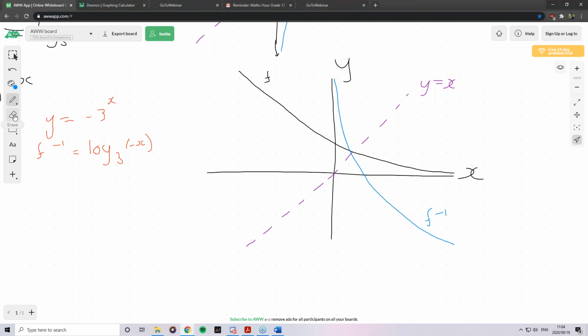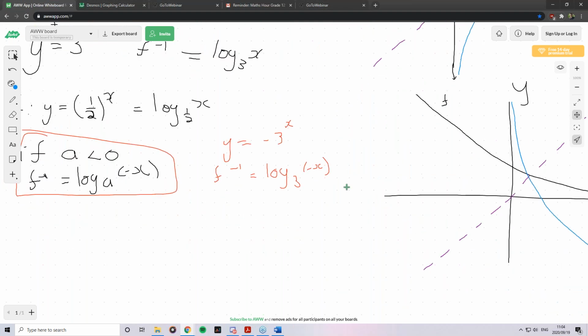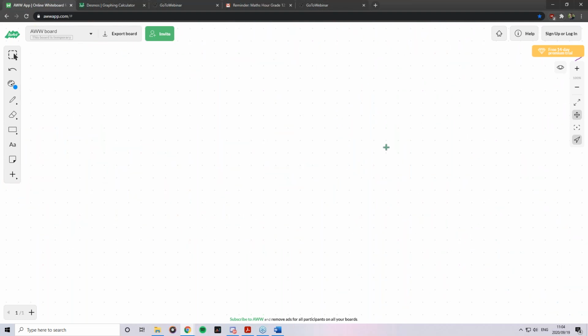Now that we've got the basic understanding of log rules and how they link with exponential graphs, I just want to give you some log laws that could be helpful. So, log laws.